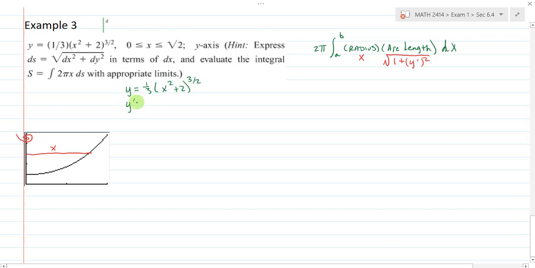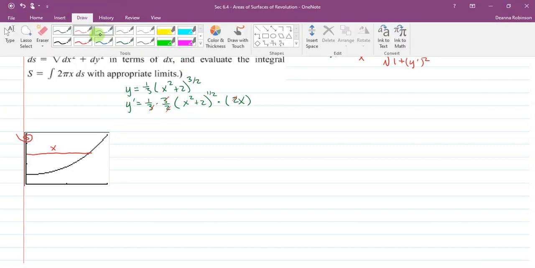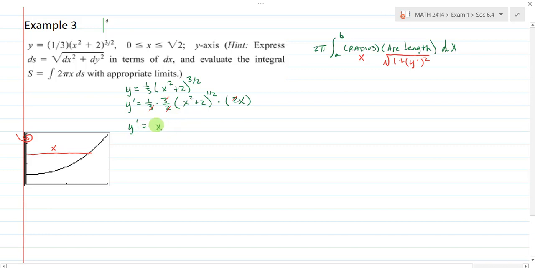Now I need to find the derivative. Well, that's going to be 1/3 times 3/2 times x squared plus 2 raised to the 3/2 minus 1 is 1/2, times the derivative of what was inside the parentheses, and that's going to be 2x. Now I want to clean this up. This 2 will cancel with this 2, this 3 cancels with this 3, and we're left with y prime equals x times the square root of x squared plus 2.